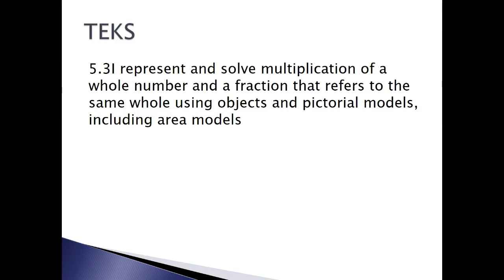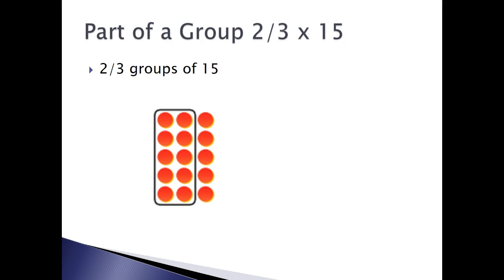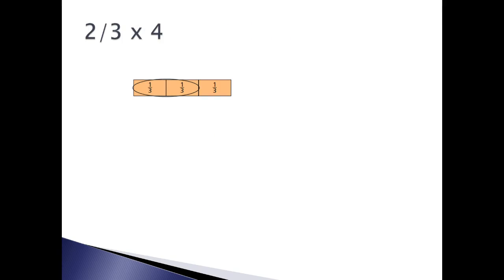This is 5.31, and notice if you use that term groups of in the place of the multiplication sign, if you have 2/3 groups of 15, notice you have to have 15 dots, and they are in groups of 3, and we only want 2 of those 3 groups. So that would be 10.